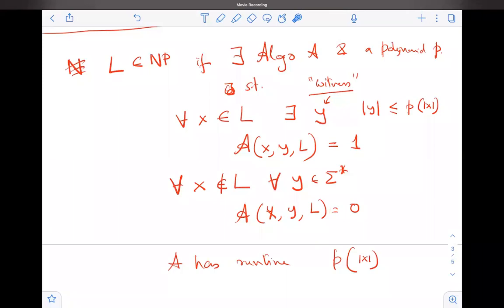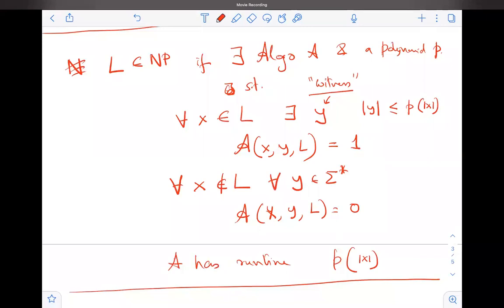If I manage to find a y and I find that A(x,y) is 0, it doesn't mean that x is not in L. It just says that we have not yet got a solution. If I get it to be 1, then I can say yes, x is in L. But if I get 0, I cannot say x is in L. So this is bit skewed. This is the definition of NP.